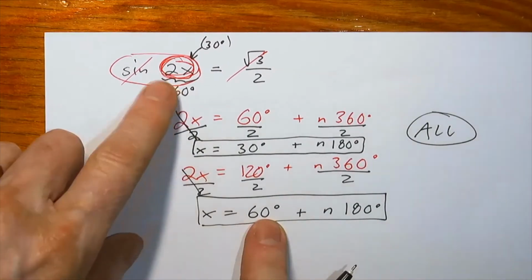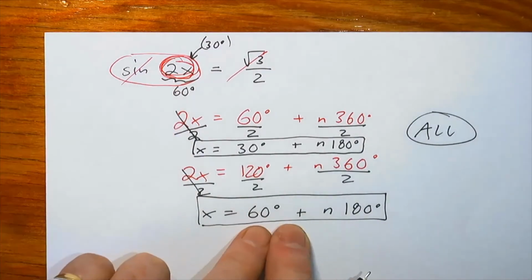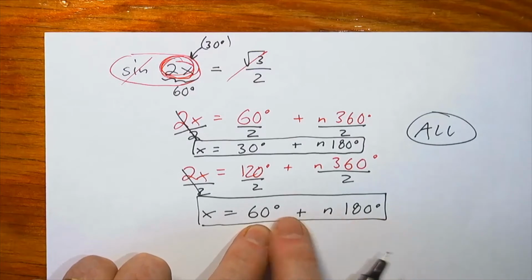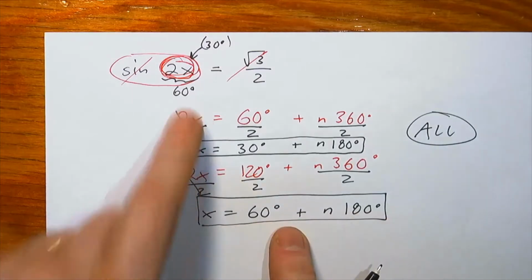If we said, give me all the answers, because if you put in 60, that's 120. And you could say, what if I added 180 to that? That's 240. And you could plug that in.